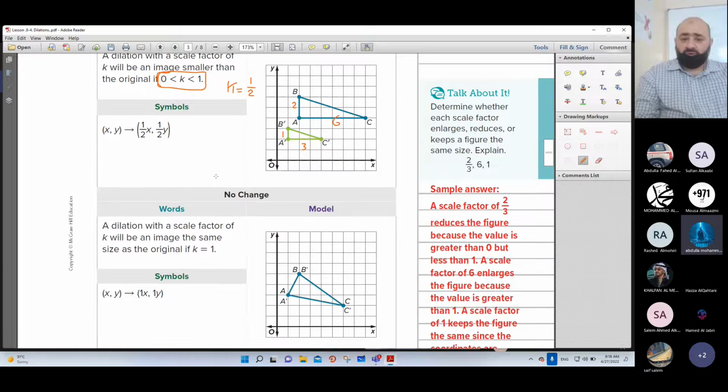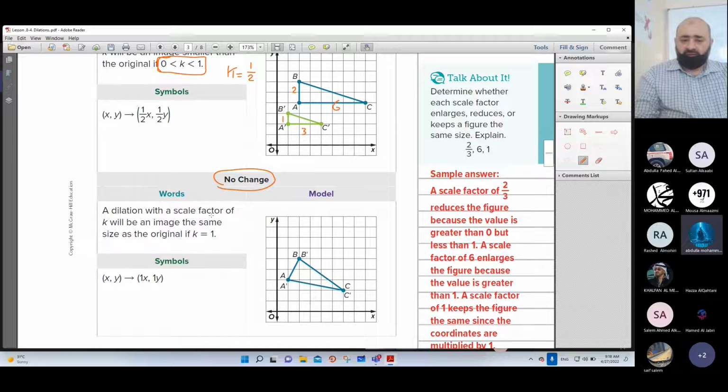The third case, no change. A dilation with a scale factor of k will give an image the same size as the original if k equals 1. As you see here, ABC is congruent with A prime, B prime, C prime. Why? Because they have the same size. The scale factor is 1, so x will be 1x or x, and y will be y.